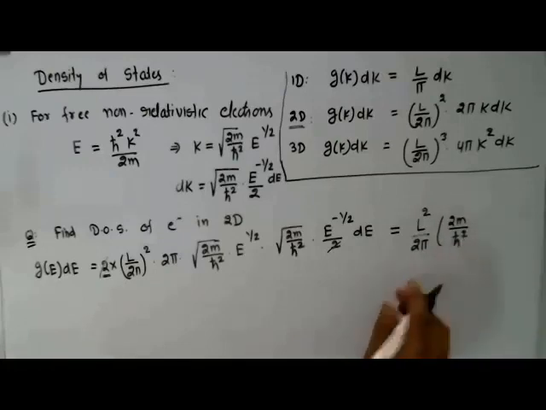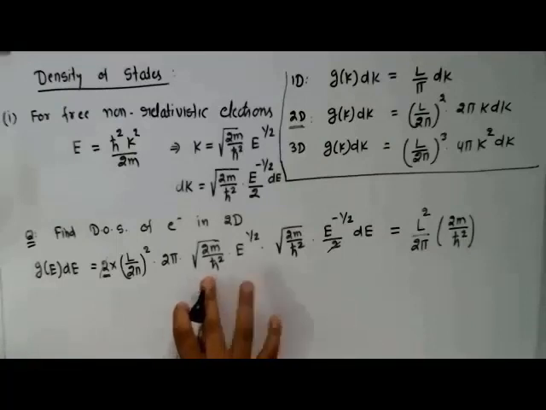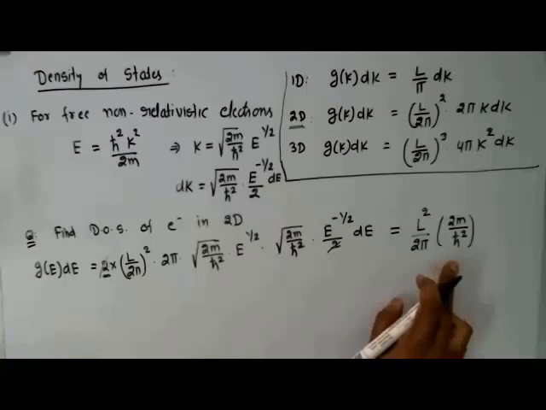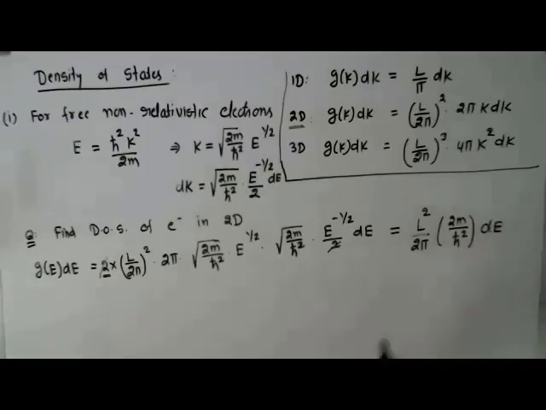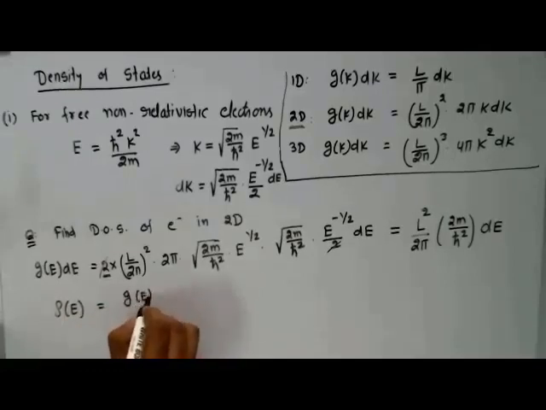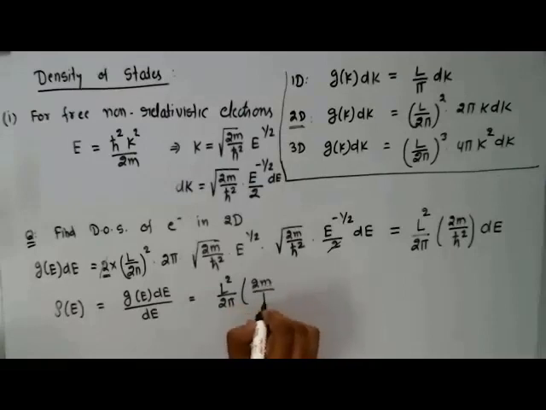And then 2m upon h bar square. So root term from here and root term from here, that is going to make the term without root. And this E power half and E power minus half are going to cancel each other, and then you will simply be left with dE. So this implies that the density of state rho E, which is nothing but the number of states in the energy range E to E plus dE divided by dE, becomes L square upon 2 pi and 2m upon h cut square. I hope you are all getting the same answer. Yes, sir.